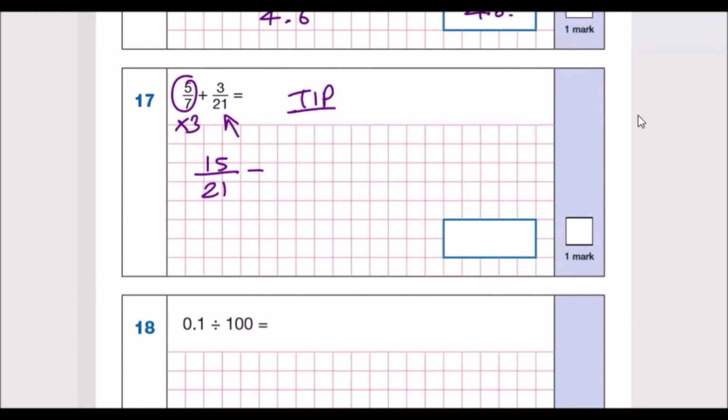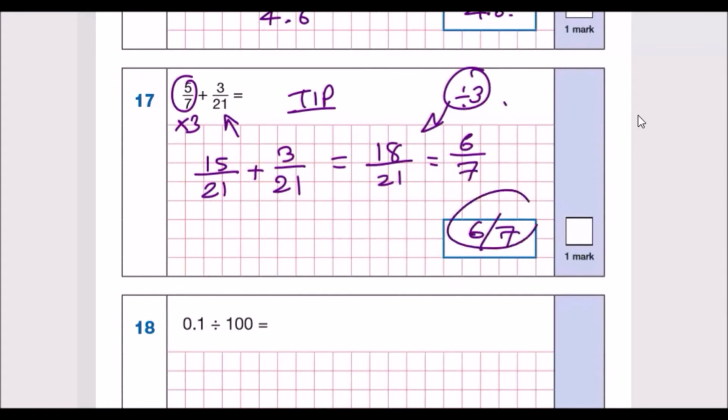And now we can finally add it to the second fraction, which is 3 over 21. So because they're the same, adding the top line, we can get 18 over 21. Can we simplify this? Yep, because both of these numbers are in the 3 times table. So divide up and down by 3. 3 into 18 gives us exactly 6, 3 into 21 gives us 7. So the answer is 6 sevenths.